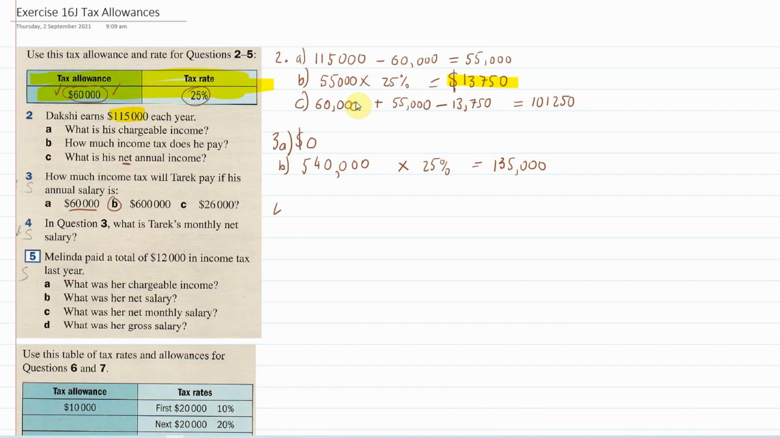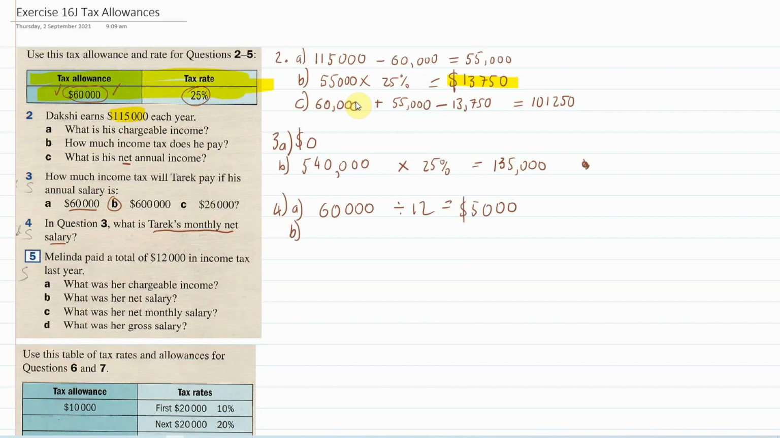Now I'm going to go to 4, and I'm going to just look at Tariq's monthly net salary in case A and B. So in case A, he's getting $60,000. He's not paying any tax, so we're just going to divide that by 12 to find out how much he's going to earn each month, which obviously is going to be $5,000.